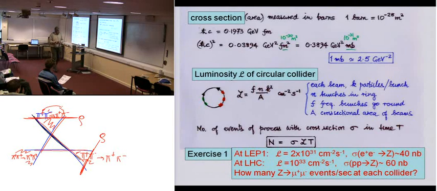Why do we use colliders rather than fixed target machines? That should be exercise number 2. Why do we use circular colliders where beams pass through each other rather than hit a massive target? Why do we? Tell me. Yes. You get much more center of mass energy if you hit head-on than if you hit a stationary target. You can see that because if you hit a stationary target, a lot of energy, instead of going into the mass, is going into the momentum of the thing you hit.